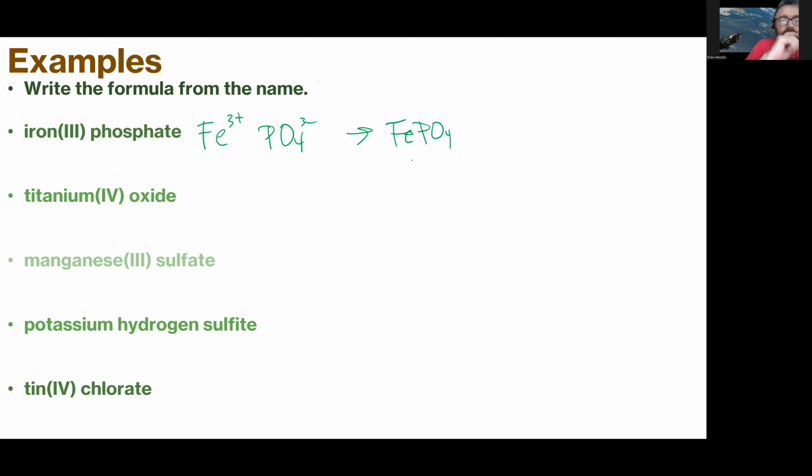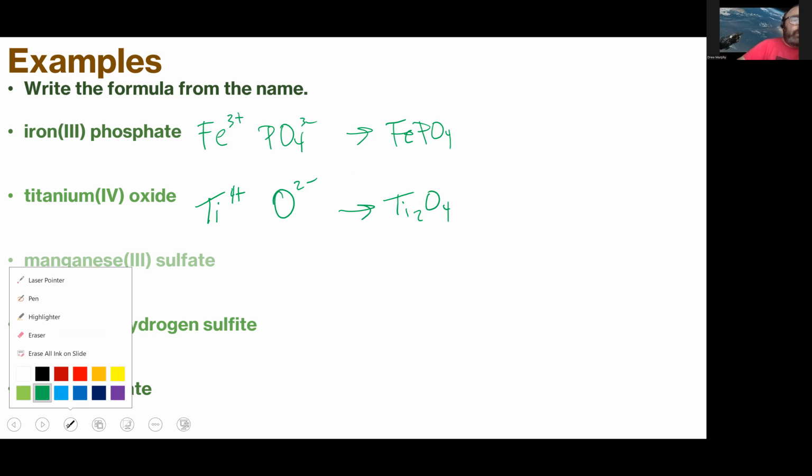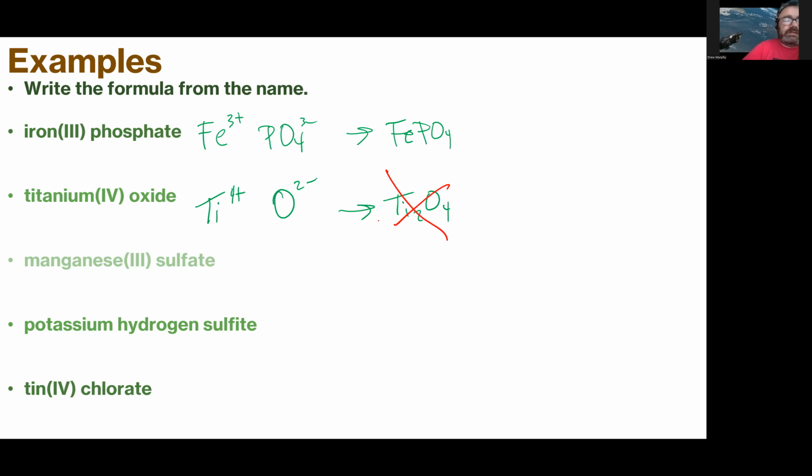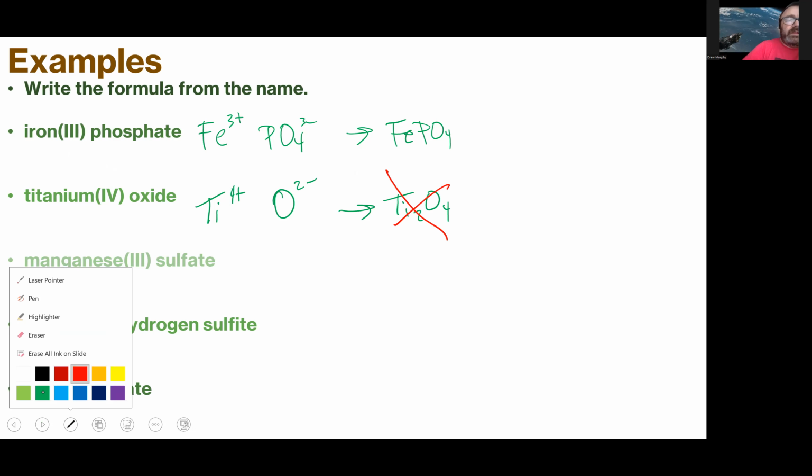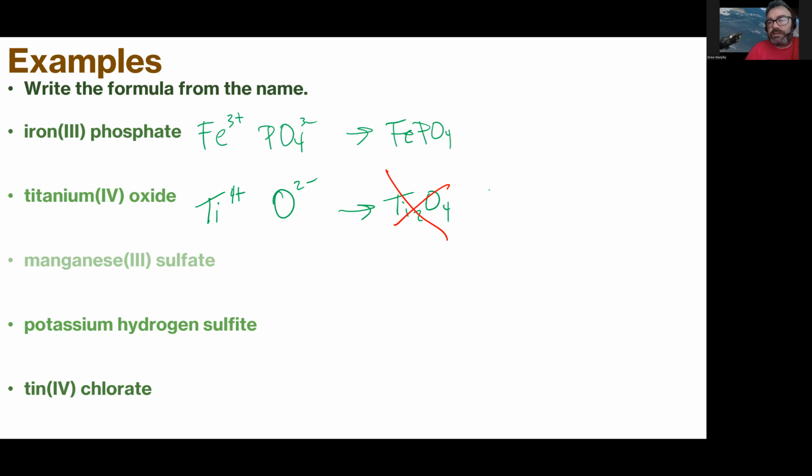Straightforward. Titanium 4 oxide. So Ti for titanium. This is a 4 plus. Oxide is a 2 minus. Okay. This isn't a polyatomic ion. It's just a weird example. If we do the switcheroo, we're going to get Ti2O4. That is super wrong, although you're close, but it's super wrong because we don't want to have that. We want to have the lowest whole numbers possible. So since that's reducible, this is TiO2.